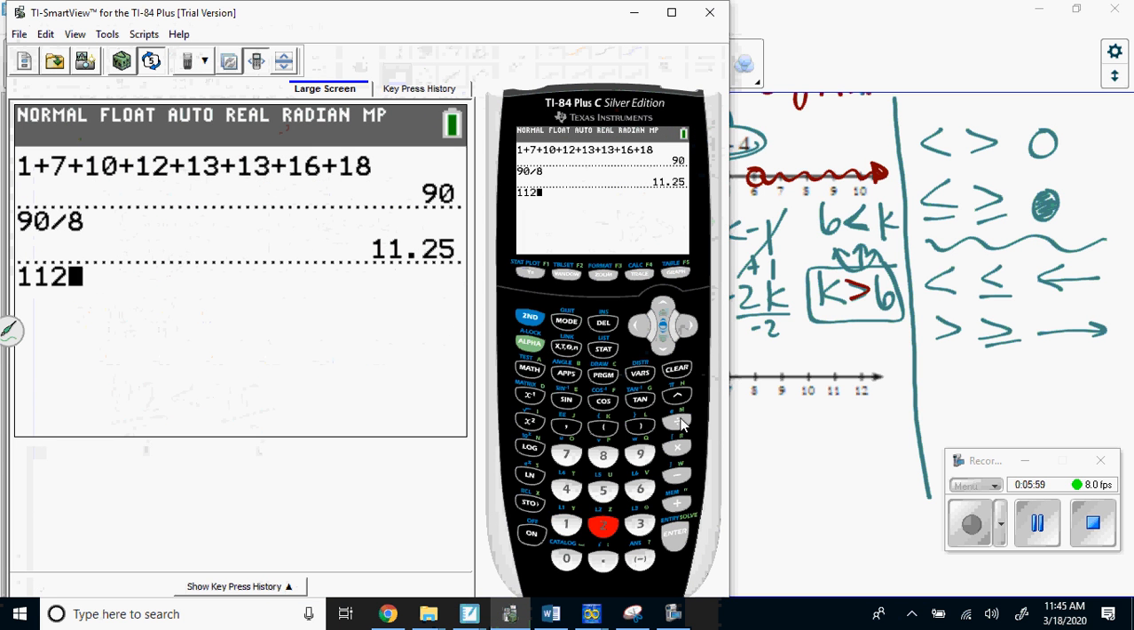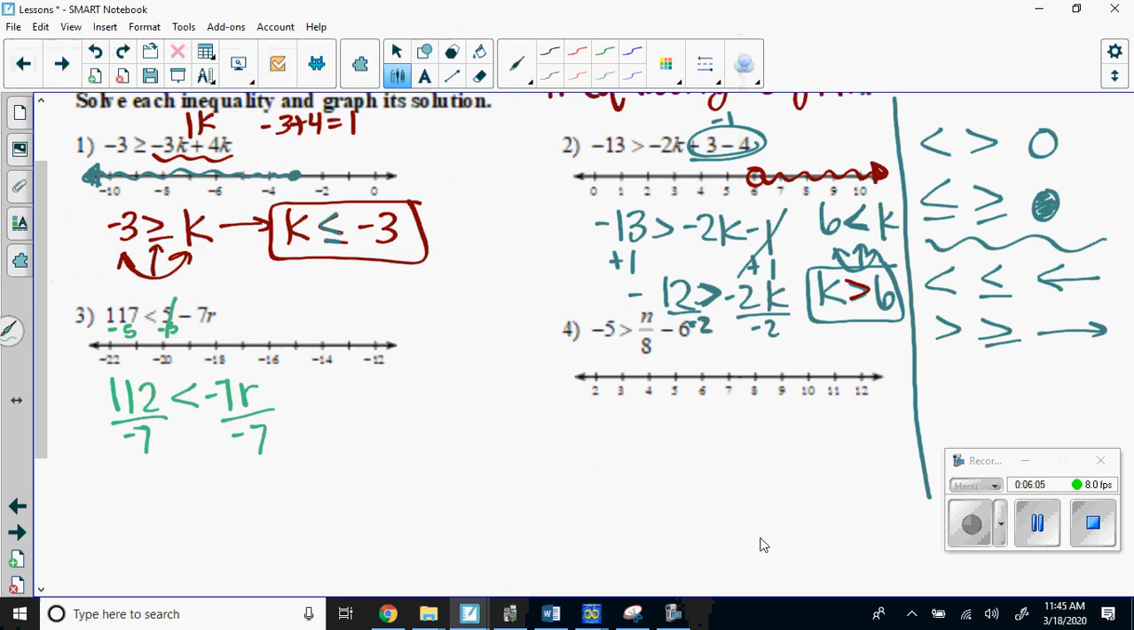$112 divided by negative 7 is negative 16. So negative 16 is greater than r. Oh, look, I changed that inequality sign again because we have to. We divided by a negative sign right here.